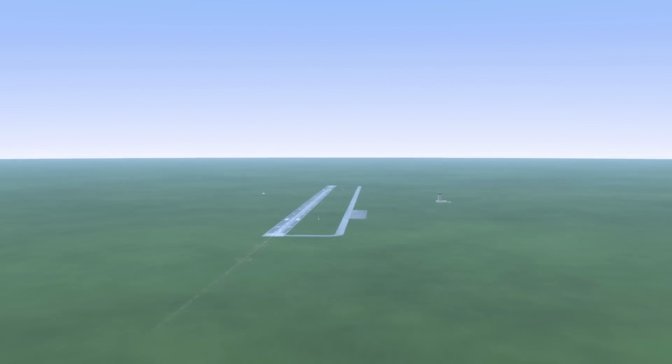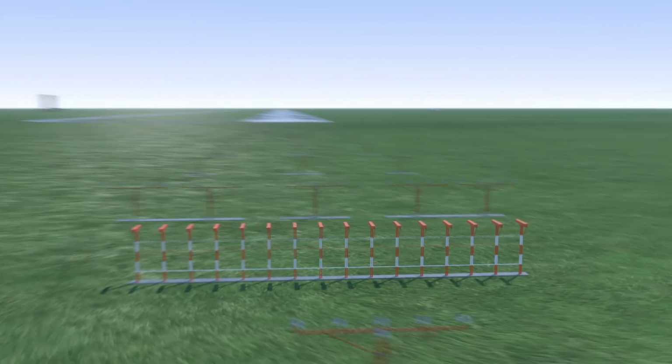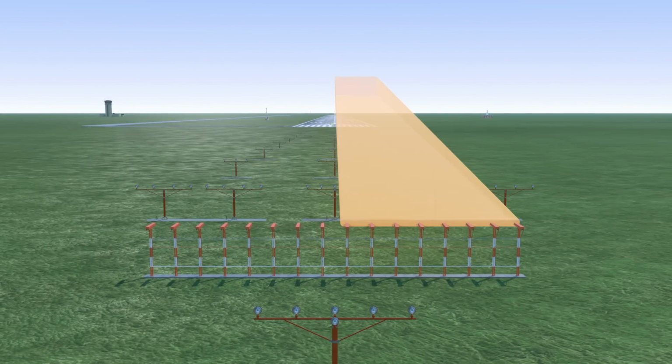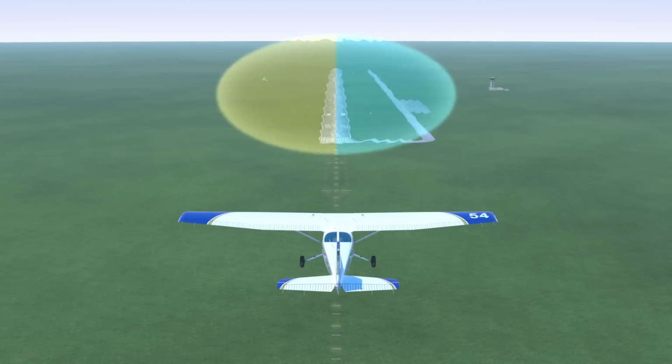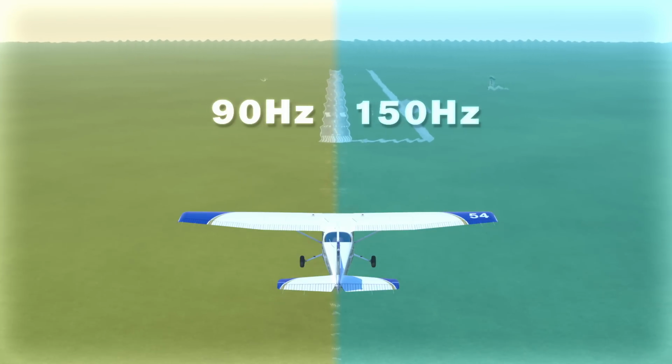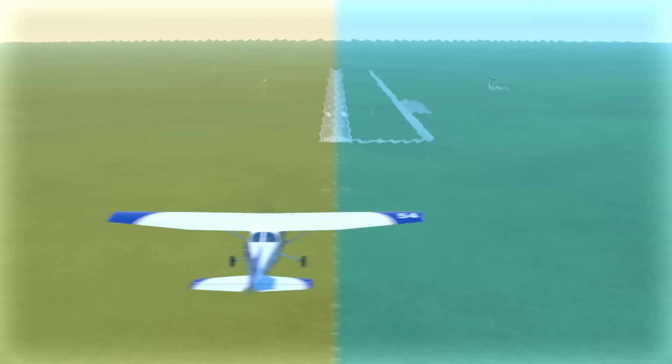The Localizer is located at the far end, or departure end, of the runway it services. It emits 2 signals, a 90 Hz frequency on the left side of the runway and a 150 Hz frequency on the right side. The ILS receiver in your aircraft receives these 2 frequencies, and based on the signal strengths of the 2 frequencies, it can determine which side of the Localizer you're on.